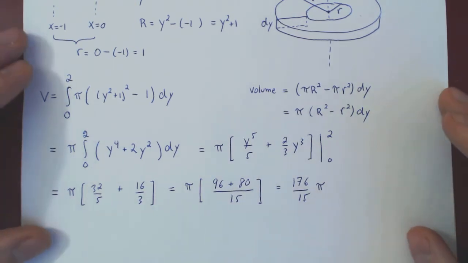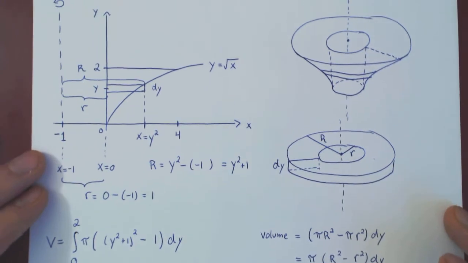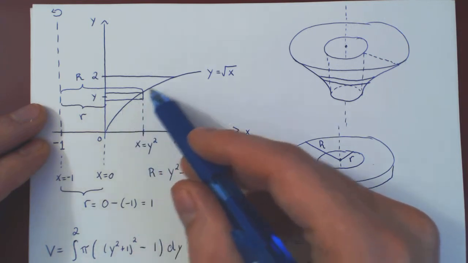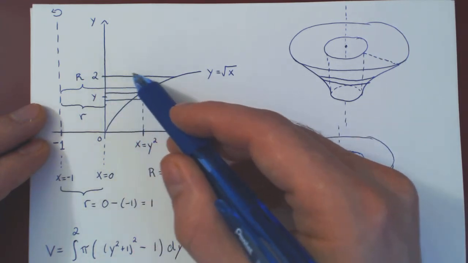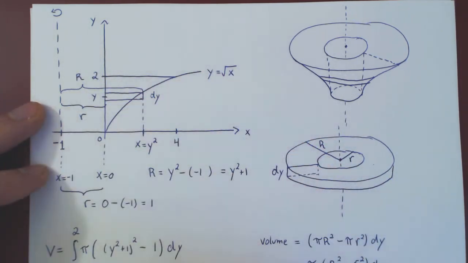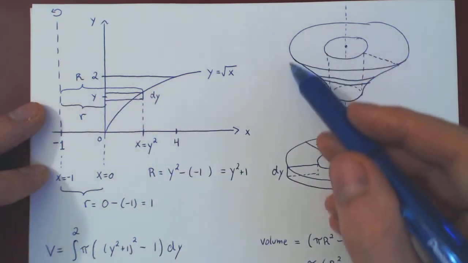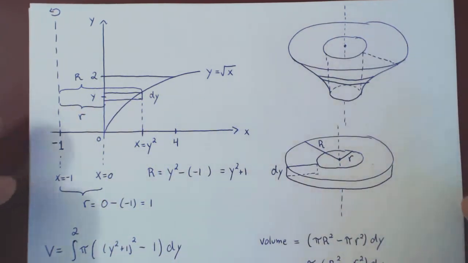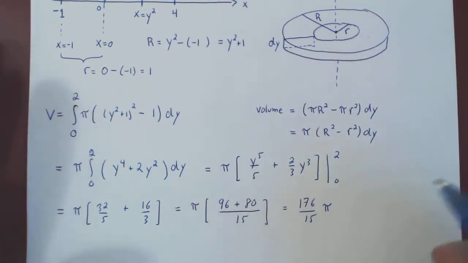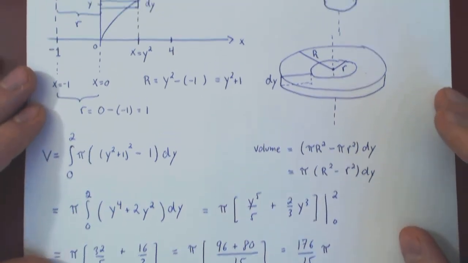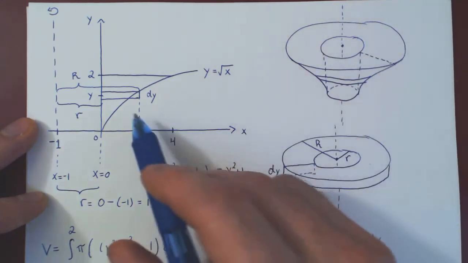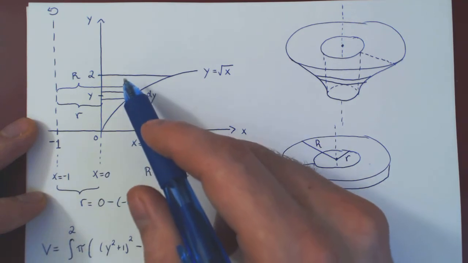And that's it. So, our conclusion is, if we consider the region in the first quadrant of the xy plane, bounded by the curves y equals root of x, the y-axis, and y equals 2, and we revolve this region about the vertical line x equals -1, we obtain a very interesting solid of revolution, and its volume is exactly equal to 176 over 15 pi units cubed. And that's it. So in our next video, we will find the volume of the same solid of revolution, but instead of using horizontal rectangles, we'll use vertical rectangles.